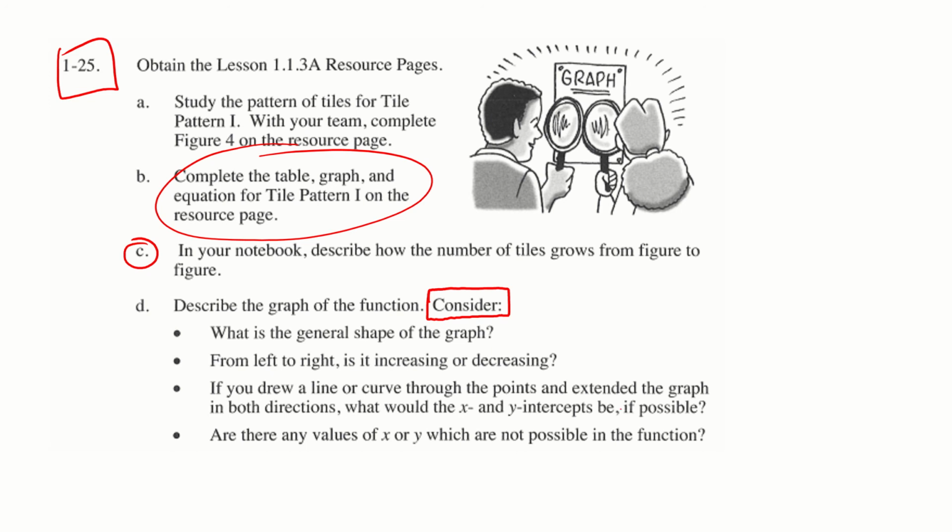If possible, sometimes functions will not cross the x-axis. They can be completely above it. And you can see graphs that don't cross y either. So if possible, what's the x-intercept? What's the y-intercept? And then finally, are there any values of x or y which are not possible in this function? That's just something to consider, right?